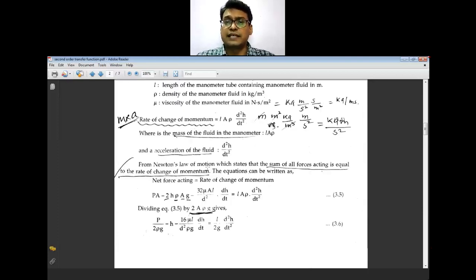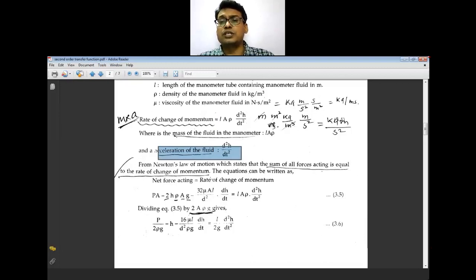So now the total forces exerted and the rate of change of momentum. This is nothing but mass into acceleration. Rate of change of momentum is mass into acceleration. So mass is equal to volume into density, the volume into rho. This is the mass. And acceleration is the rate of change of velocity. Velocity we have defined as dh upon dt, so the rate of change of velocity is d2h upon dt square. So the acceleration of the fluid is d2h upon dt square.